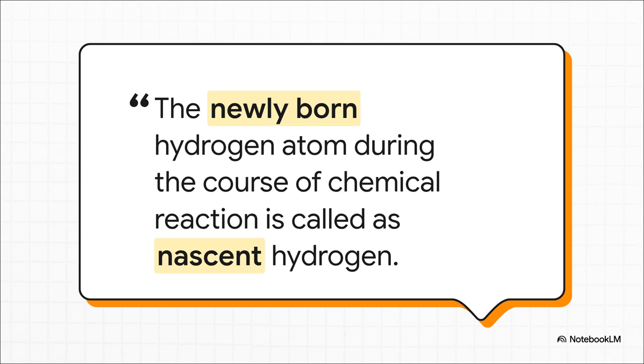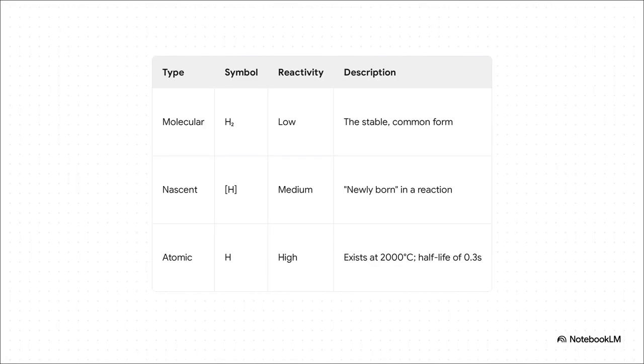It's in this really temporary, high-energy state before it's had a chance to calm down. And that has a name. Nascent hydrogen. So you can really see the 3 personalities here. First, there's molecular hydrogen, or H2. That's the normal, stable stuff all around us. Pretty chill, not very reactive.